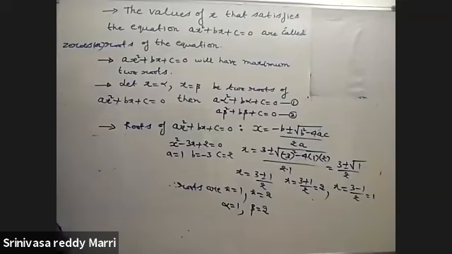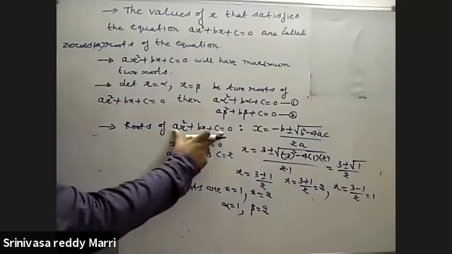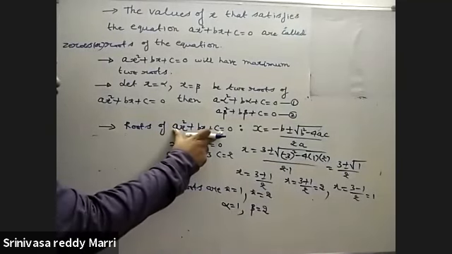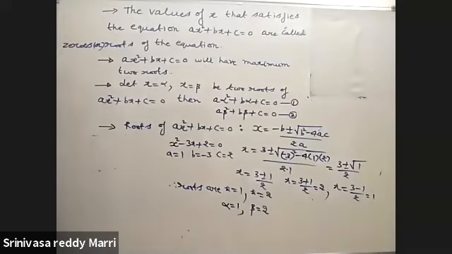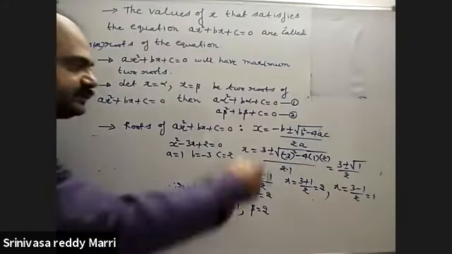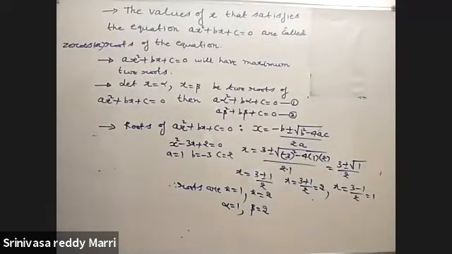Alpha, beta. Whenever you want to find the roots of this equation, that means the values of x which satisfy this equation, use this formula: minus b plus or minus root of b square minus 4ac divided by 2a. This is a well known formula from childhood onwards.